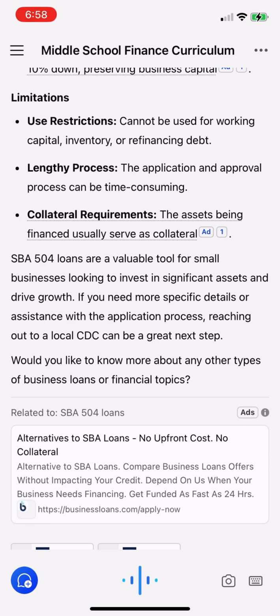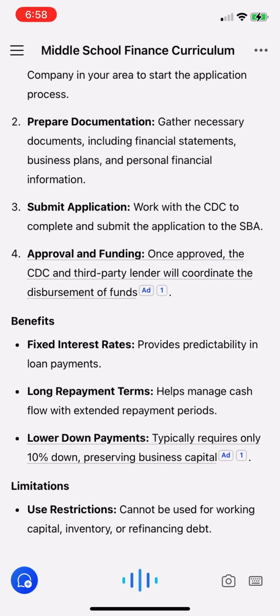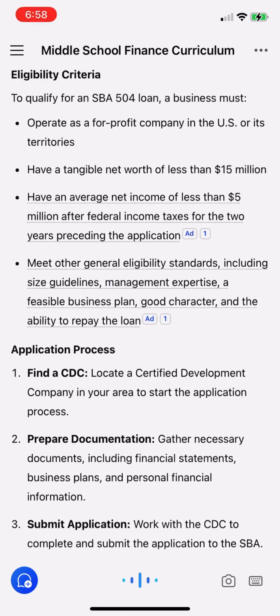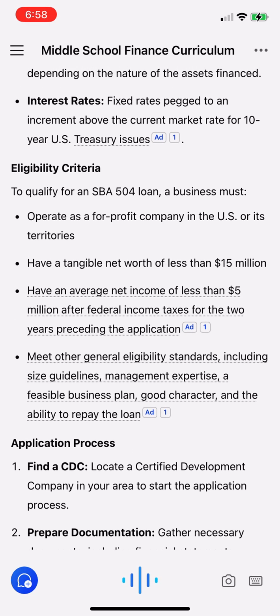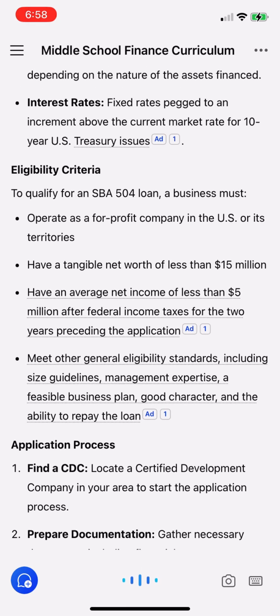SBA 504 loans are a valuable tool for small businesses looking to invest in significant assets and drive growth. If you need more specific details or assistance with the application process, reaching out to a local CDC can be a great next step. Would you like to know more about any other types of business loans or financial topics?